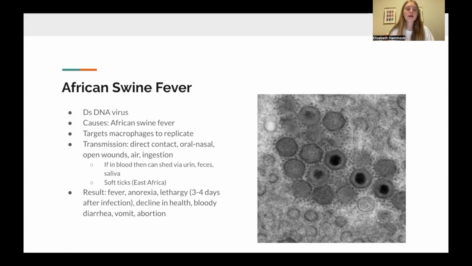And then in East Africa, they are to be aware of transmission through soft ticks, but that's not as common in the US. A result may be fever, anorexia, lethargy, which will specifically be seen 3 to 4 days after infection, and then decline in health, great decline in health, bloody diarrhea, vomit, and possible abortion. We can see in this image the African swine fever taking effect in the tissue.